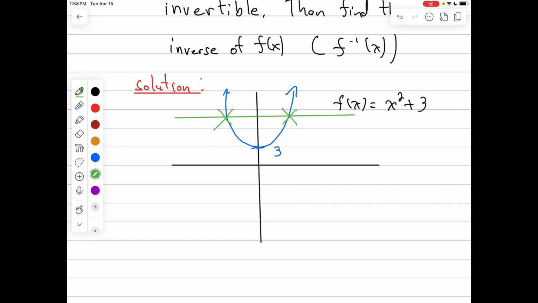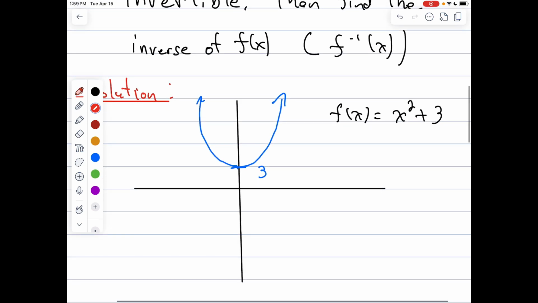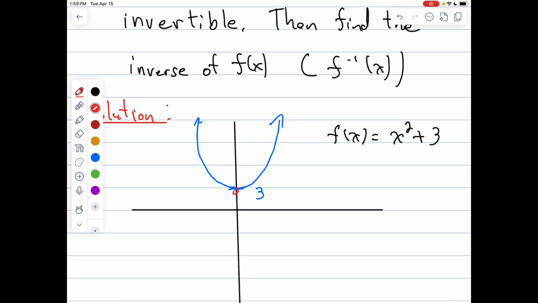So right now, there's no way of actually finding an inverse. However, what we can do is this. We can restrict the domain of your function so that it is invertible. And what do I mean by that? Well, let's take a look at the graph and let's concentrate on the vertex here, which is in red.